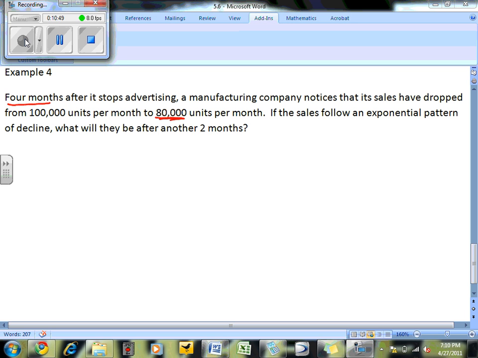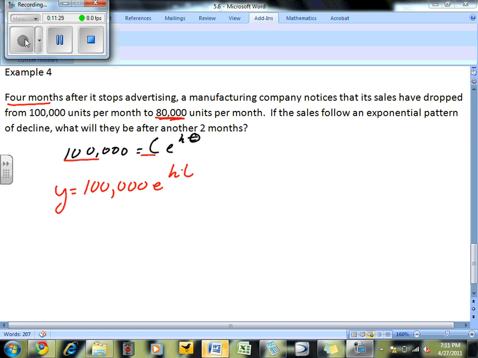Okay, so we're on the right track here. So after 4 months, it drops. At time 0, before it stopped advertising, it was selling 100,000 units per month. Time was 0. Again, that gives us our initial condition. We can go through and solve all that, but you guys know how that works. Before we stopped advertising, at time 0, we're selling 100,000 units per month. Okay, so far I have y equal to 100,000, because that's our initial condition, times e to the kt.